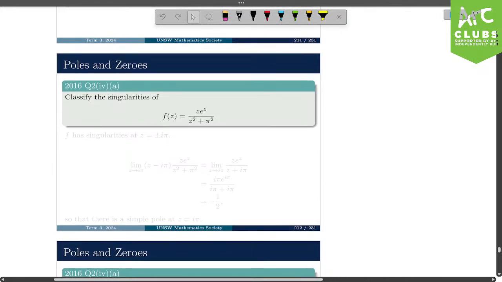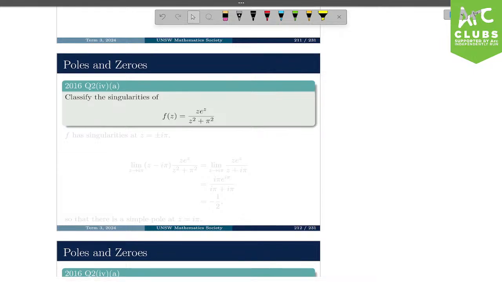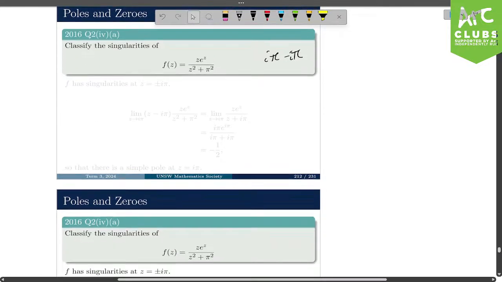2016 question 2, part 4a. Classify the singularities of z e to the z squared plus pi squared on the denominator. All right. So, first things first, pi and minus pi times i, because z squared plus pi squared is on the denominator. These are our poles. Fantastic.